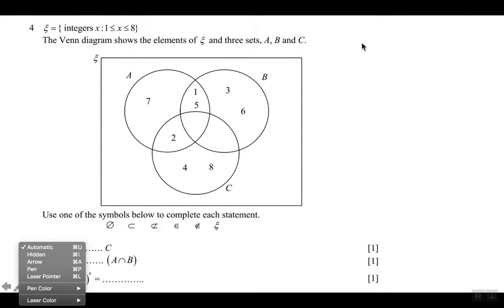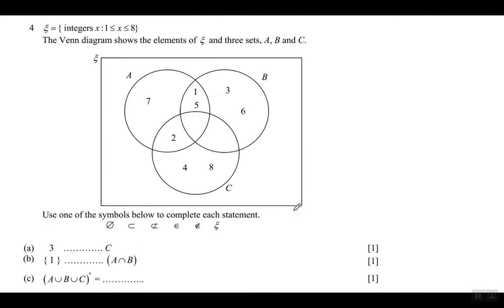Okay, so this is a Venn diagram, showing elements. Use one of the elements. Number 3 is outside of C. Wow, this is tough. Okay, number B, let's do B first.